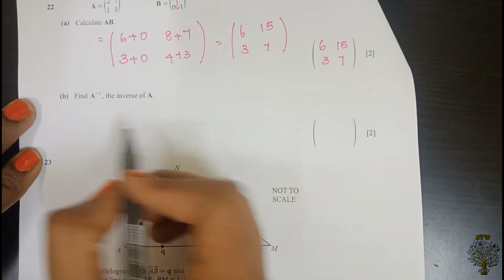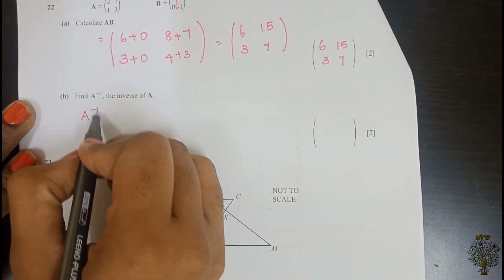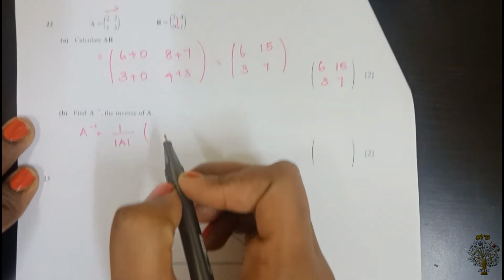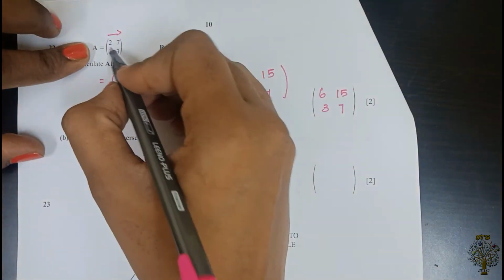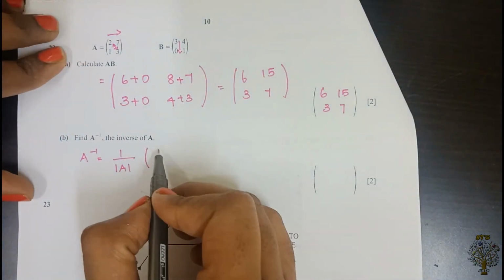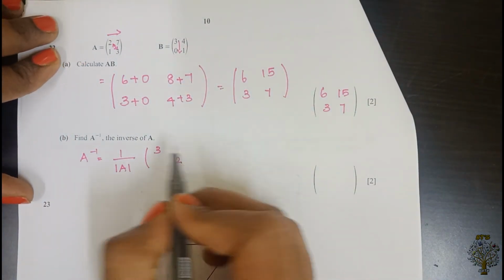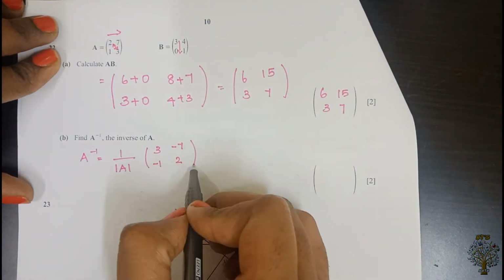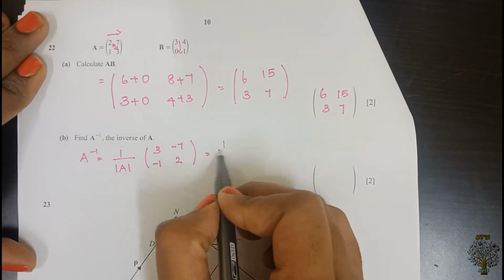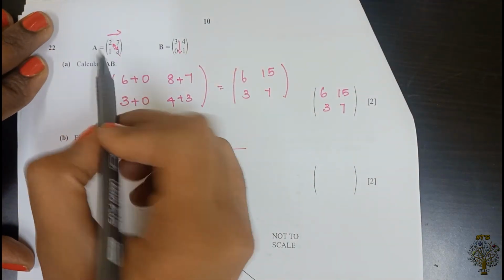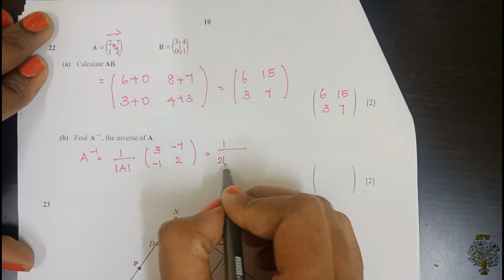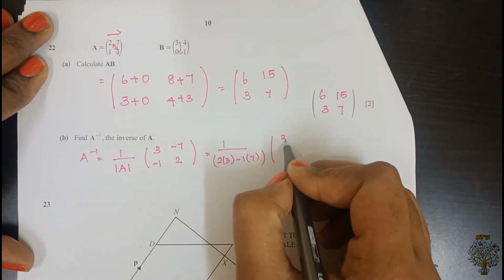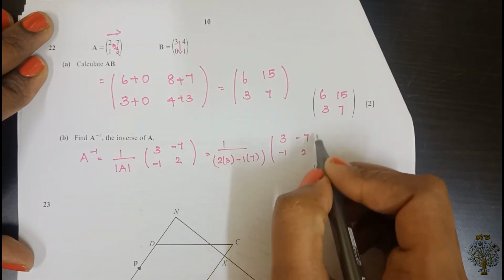The inverse of A. You should know the formula of A inverse. A inverse is equal to 1 over determinant of A multiplied with cofactor of A. How to find that means exchange these two diagonal elements 3 and 2 and change the sign of these two elements. 7 is positive so it will become negative. Now determinant we will be finding: 1 divided by leading diagonals product, 2 multiplied with 3 minus 1 multiplied with 7, and we have 3, negative 7, negative 1 and 2.